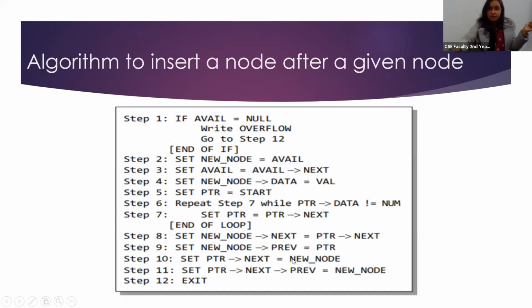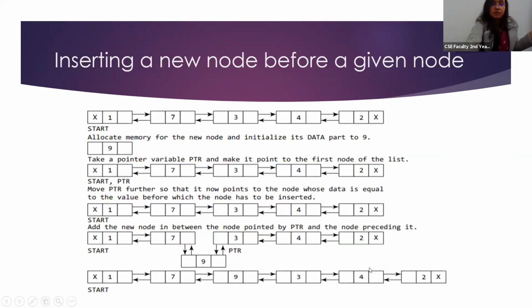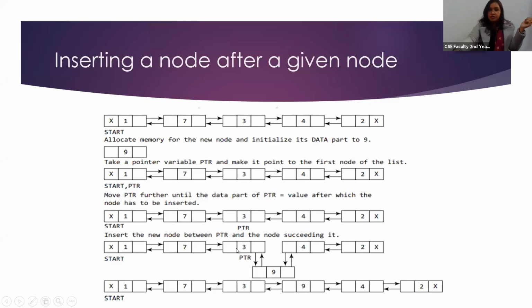So let us see. Set pointer next equal to new node and set pointer next previous equal to new node. Pointer next is this. Set pointer next equal to new node, they said. So this will contain the address of new node, and pointer next previous they are saying. They have already changed this. There is a mistake.